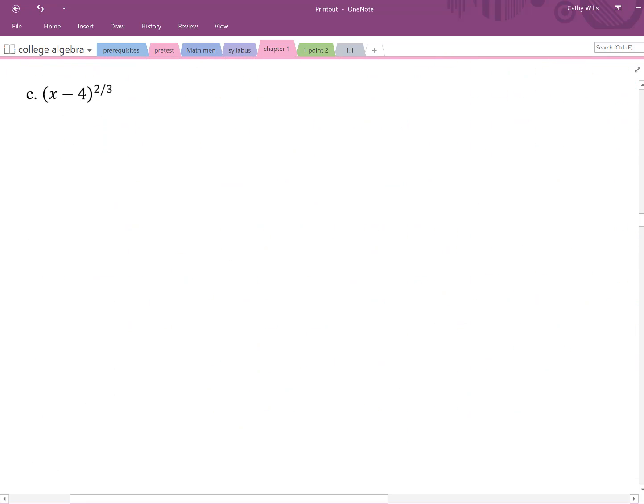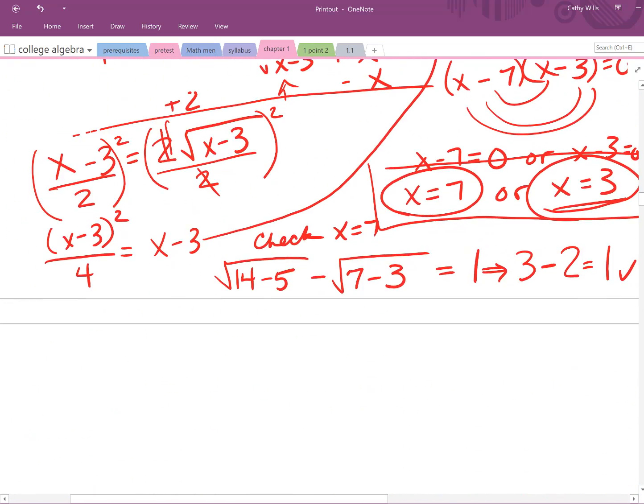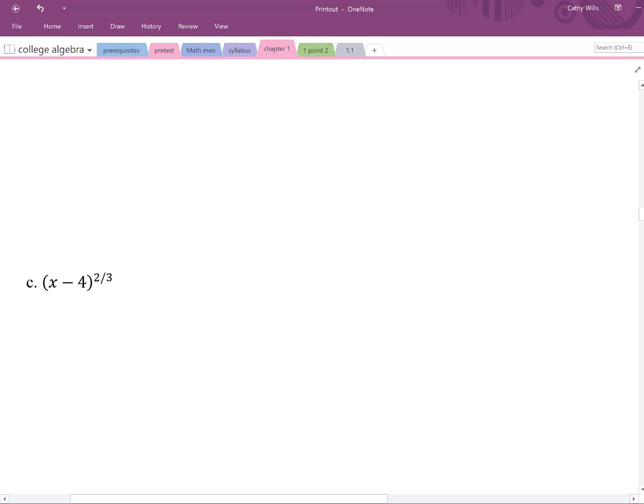All right, here we have a quadratic. We have a binomial raised to a power. I'm going to have to check what that actual problem is, because that's not written correctly.